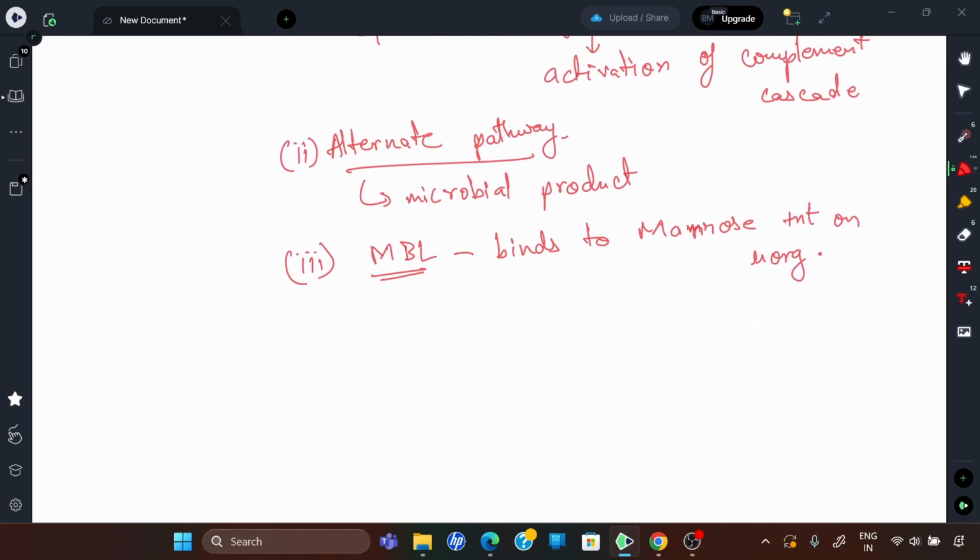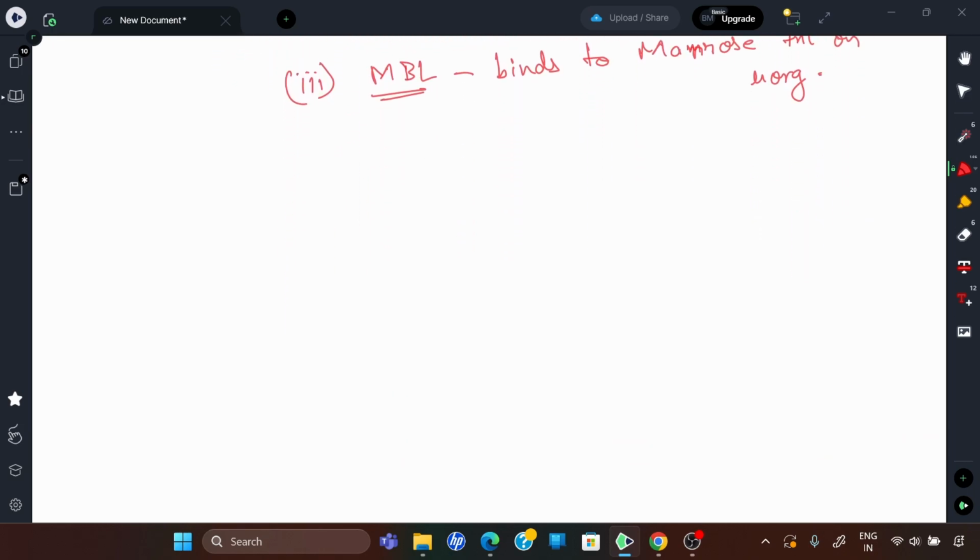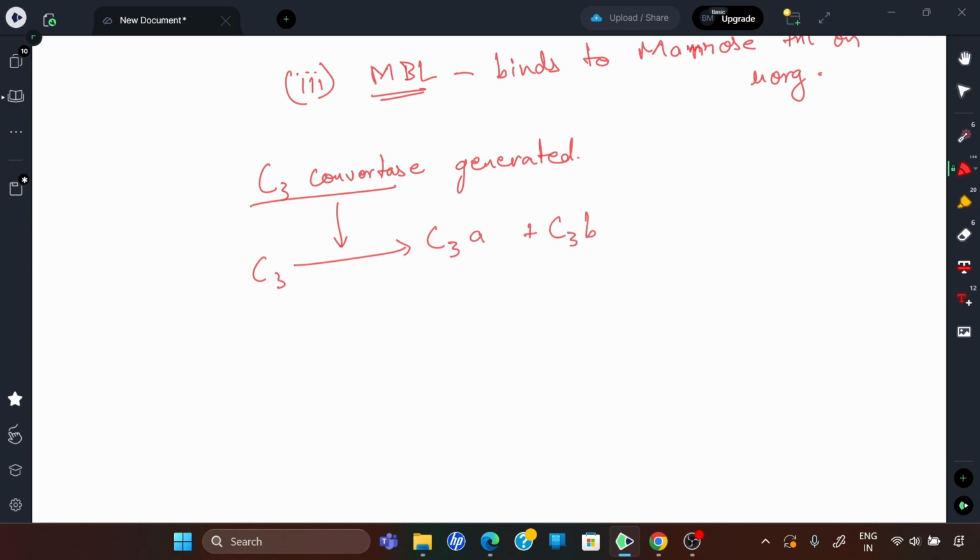Now the result of all these three pathways is the generation of C3 convertase. As the name clearly indicates, C3 convertase converts complement C3 into C3a and C3b. Now if you remember, one function we discussed about C3a was that it led to activation of mast cells.